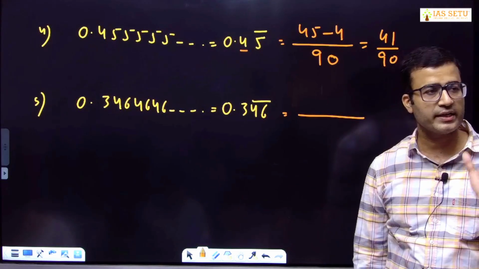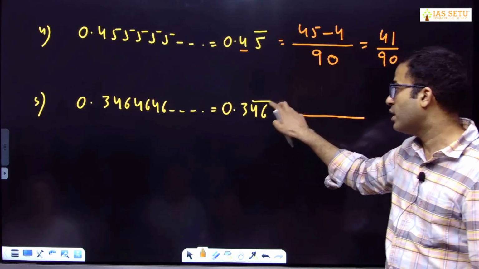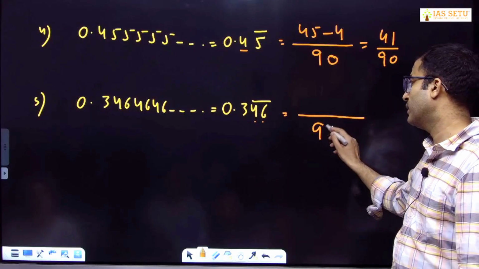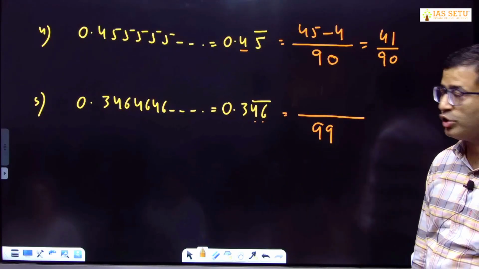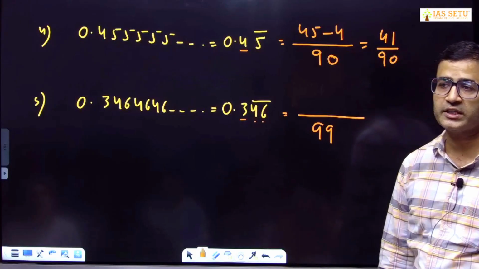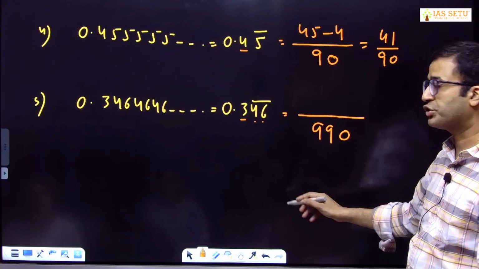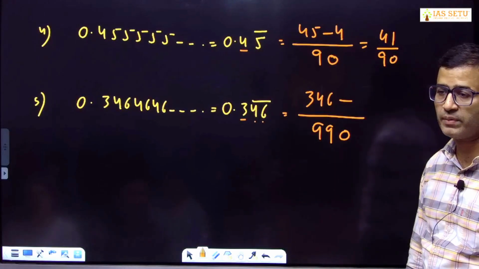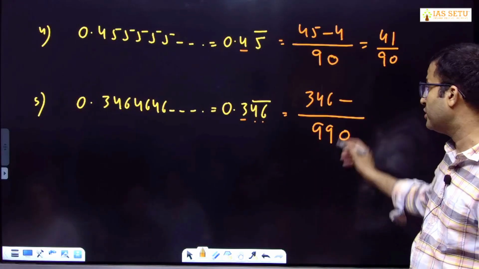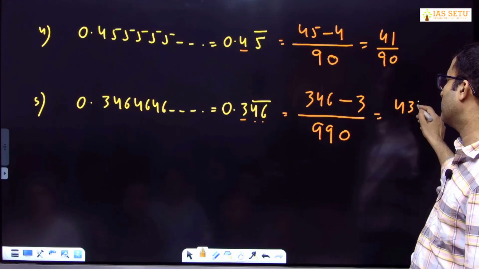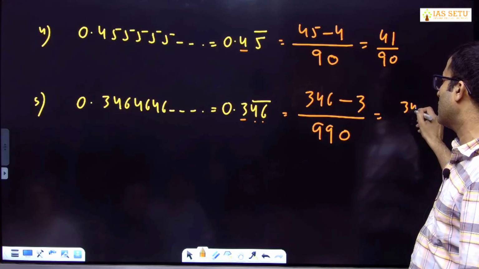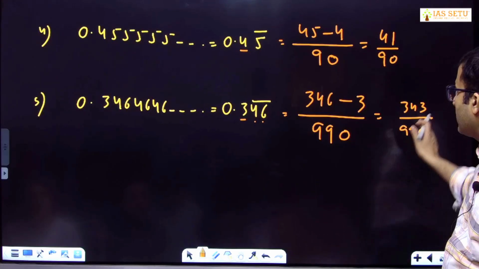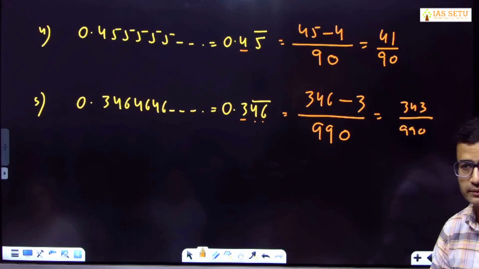4 चीजें एक एक करके चलेंगे. Question number 2, as many 9 as many digits under the bar. So double 9. As many 0 as many digits between decimal and recurring part, 1. So 1 0. Numerator is total number minus non-recurring part. What is non-recurring here? 3. So here your answer is 343 upon 990. If there is a scope of simplification, simplify. Otherwise this is the answer.